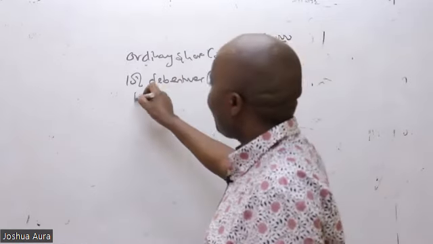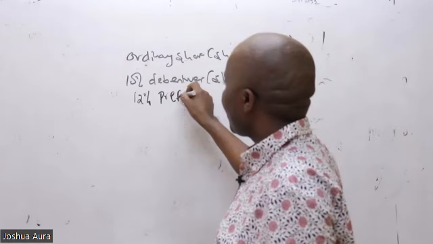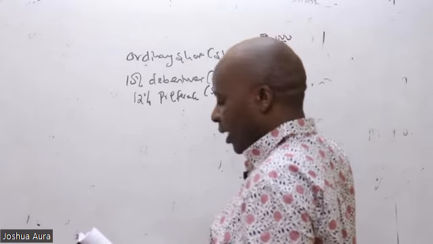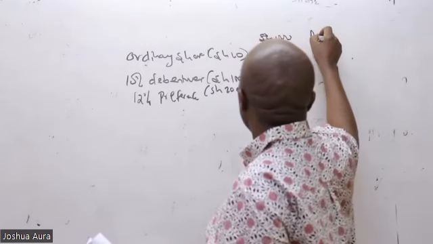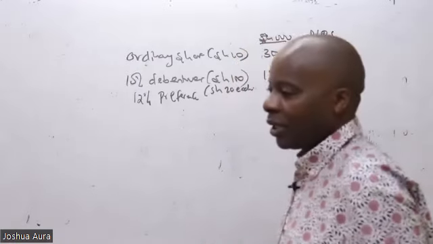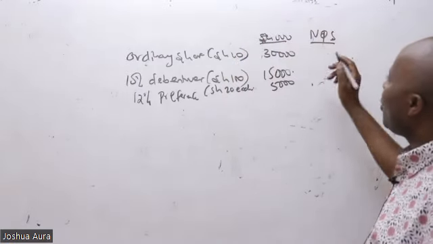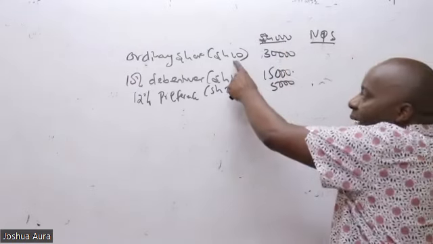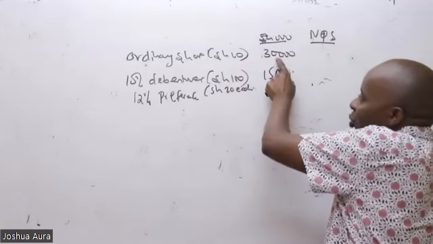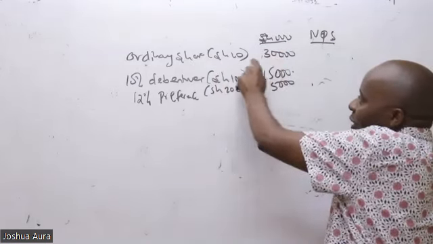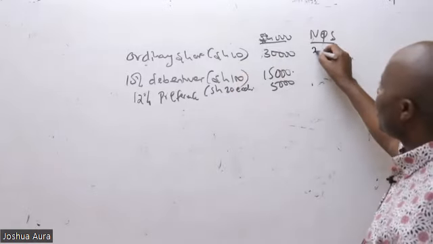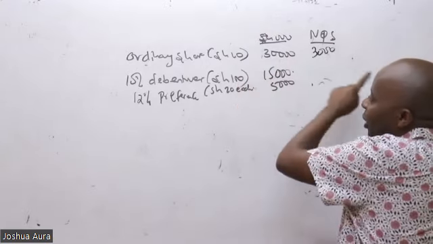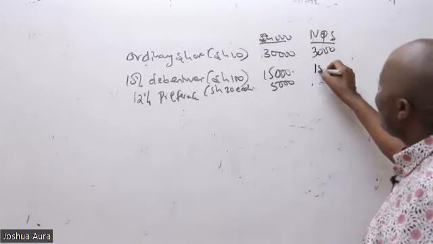Then we have 12% preference shares, par value is shillings 20 each, and the amount is 5,000. So I'll create a table for number of securities. To get the number of securities, you take the capital given and divide it by the par. So how many shares do we have here? It will be 30,000 divided by 10, which gives me 3,000. This one will be 15,000 divided by 100, which gives me 150.